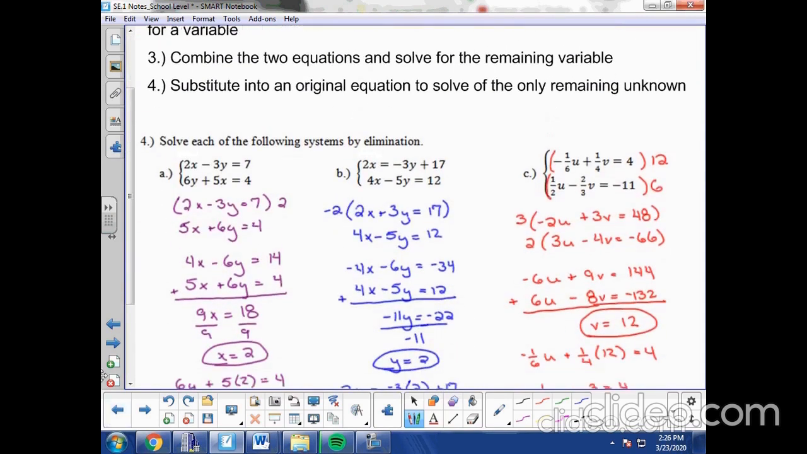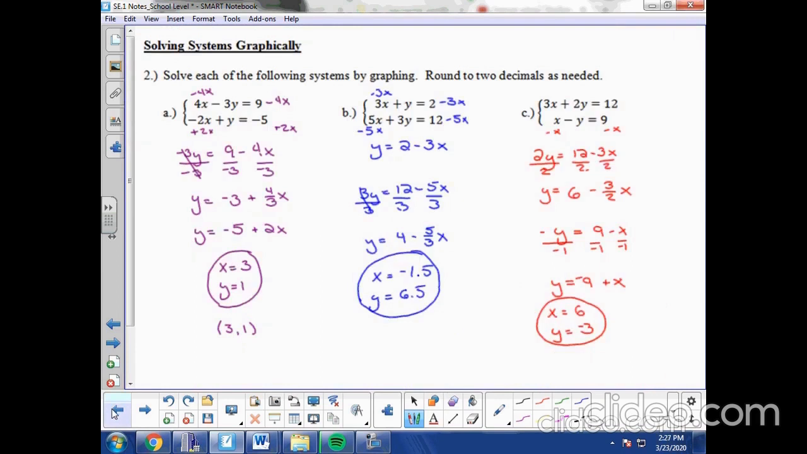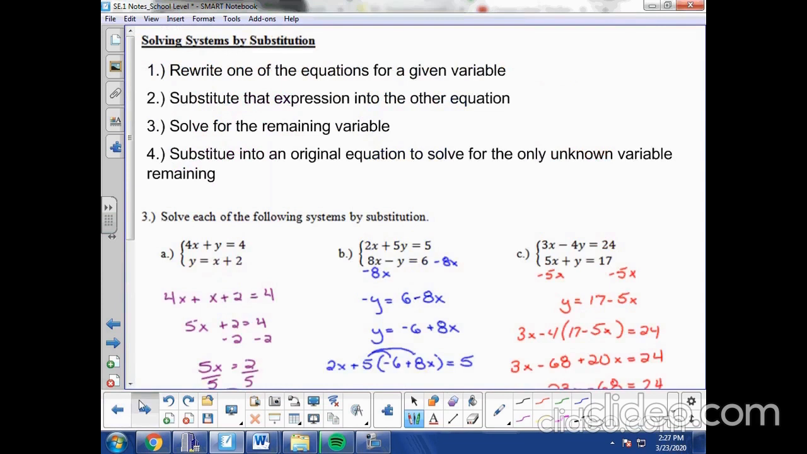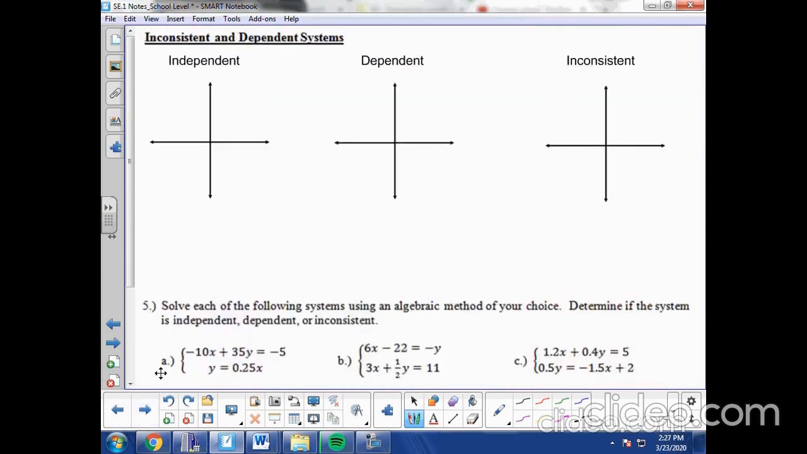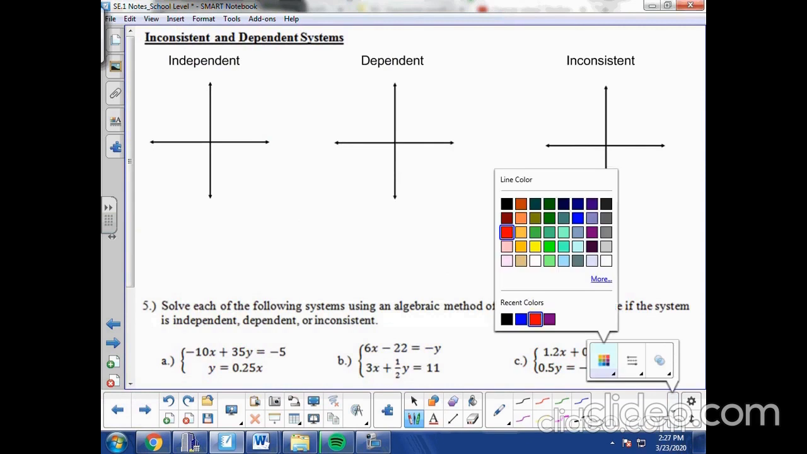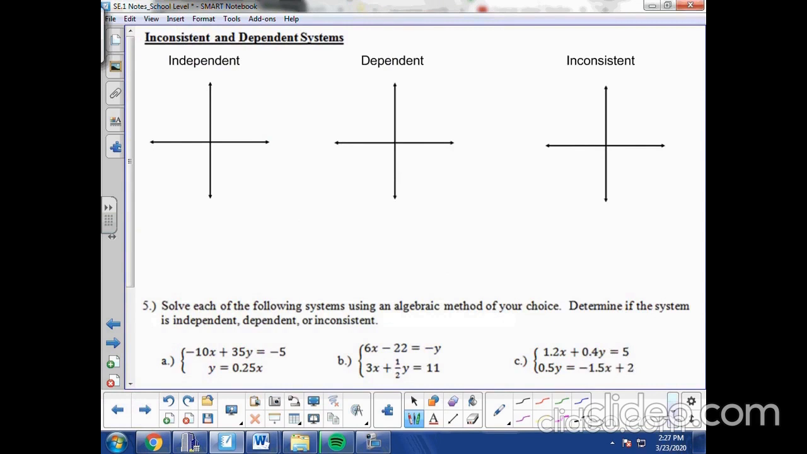These are our 3 basic algebraic methods that we're going to use to solve systems of equations: graphically, substitution, and elimination. Now, there are some inconsistencies or some issues that come up when we start graphing or solving systems of equations. Every equation that we've looked at so far has been what we call an independent equation. So let's take a look at it from a graphical perspective.